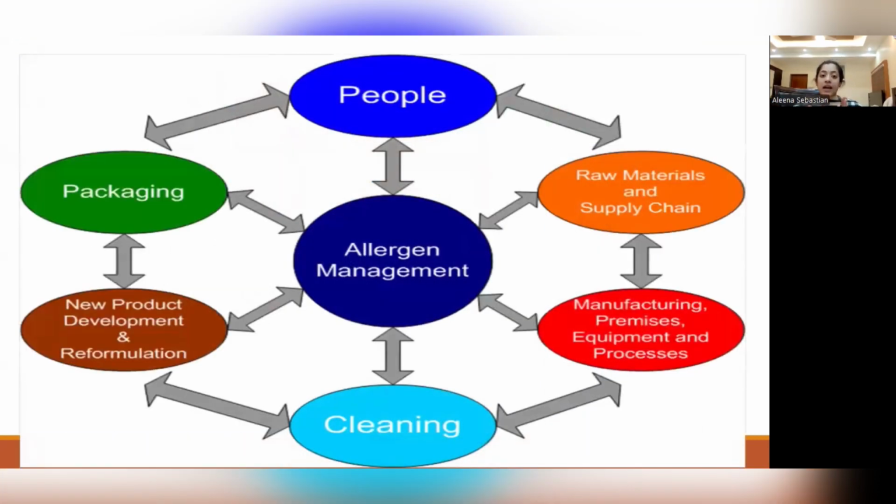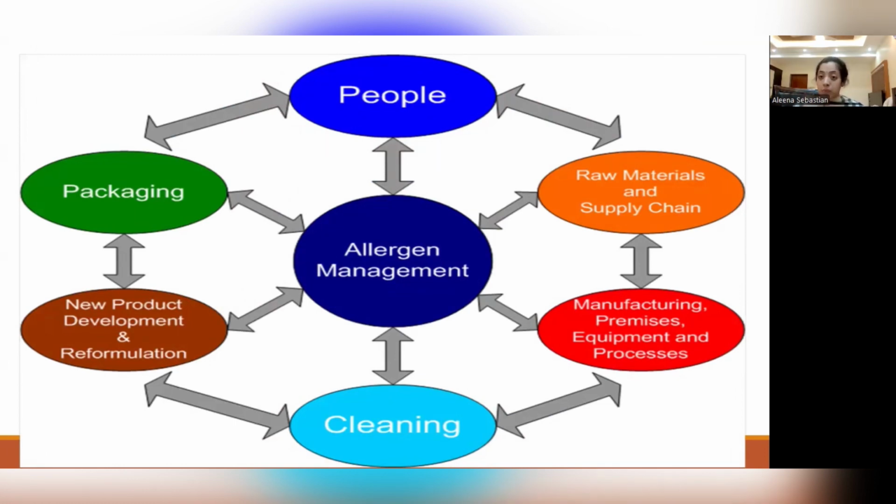Now, how can we manage allergens in the food industry? So all these sectors have to effectively contribute to allergen management. The people, that means the staff in the food industry, should have a clear idea about what all the possible allergens are, and how they can prevent cross contamination during working.